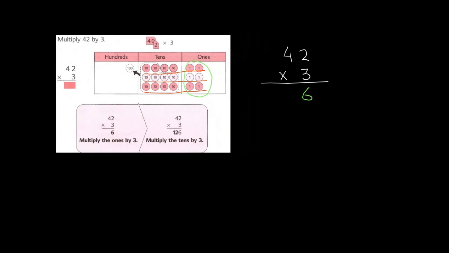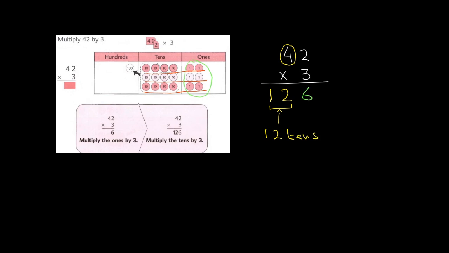Now I've counted the ones and I have to count the tens. There are four tens over here, and the four tens get repeated three times. So there are three 4 tens. If I take three 4 tens, I'm going to get 12 tens. So when I write 12 over here, this exactly represents 12 tens. So the answer is 126, because 12 tens can be broken up into 100 and two tens.